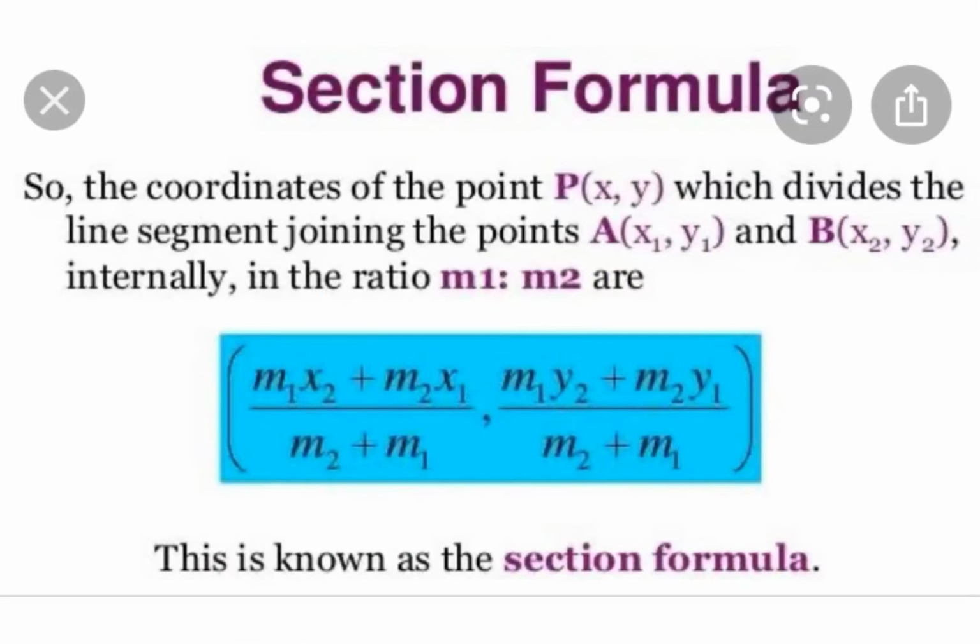Suppose that the coordinates of point P, which is dividing line segment AB, are (x, y). Coordinates of point A are (x1, y1) and B are (x2, y2), and P is dividing AB in the ratio m1 is to m2. Then the coordinates of point (x, y) will be (m1 x2 plus m2 x1) upon (m2 plus m1) and (m1 y2 plus m2 y1) upon (m2 plus m1), and this formula is known as the section formula.